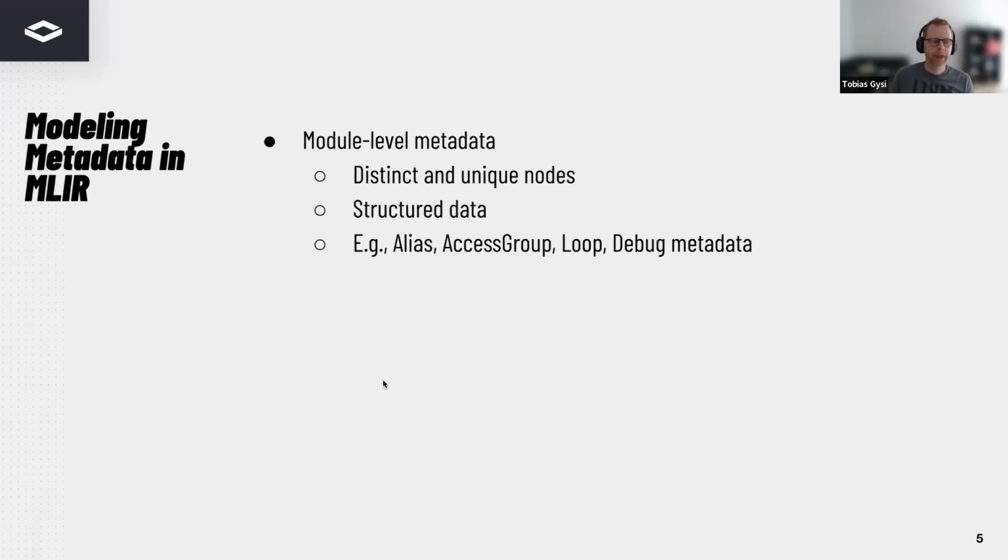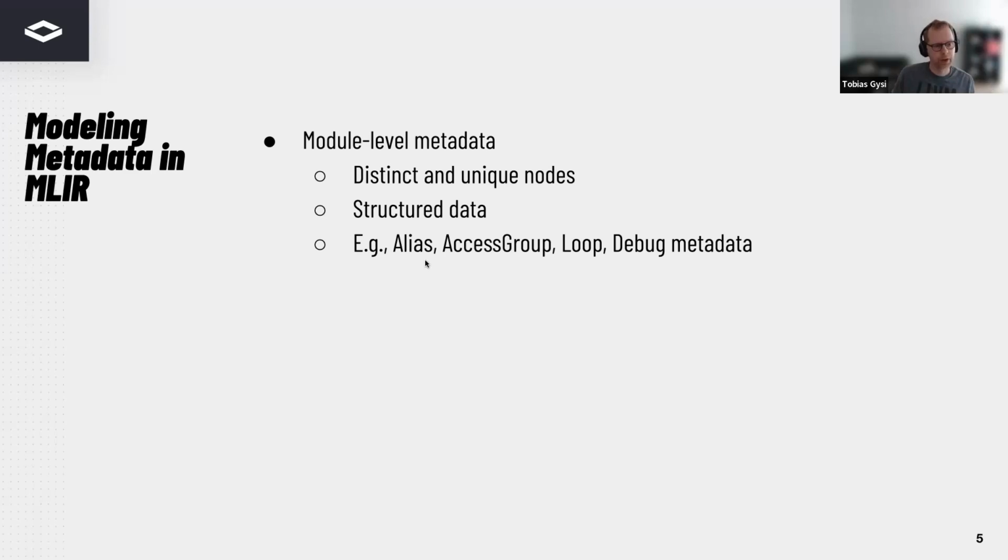So what do we need to consider when we want to model metadata in MLIR? This may be a bit of a biased view, so just considering the stuff that I've seen recently, so there may be other concerns here. But one thing is definitely that metadata is module level information. There are distinct and unique nodes. It's also somewhat structured data. So in LLVM IR, it's not super structured, but still it usually consists of a nested tree that maps fairly well in MLIR to something like structured attributes.